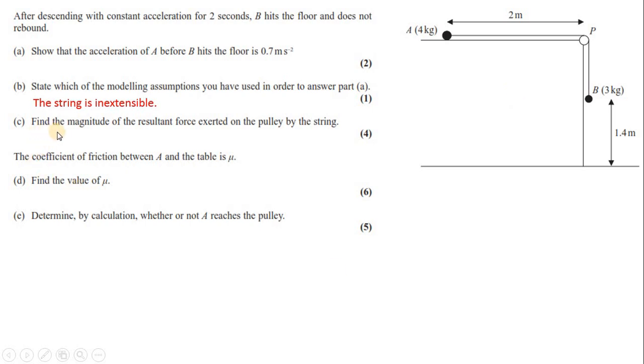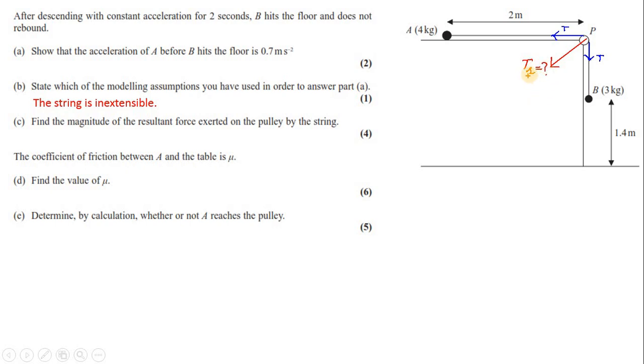Part C, find the magnitude of the resultant force exerted on the pulley by the string. If you see the situation, for the pulley we have two forces acting on it: a T acting down in this direction, and another T acting in this direction. The resultant of these two tensions would be diagonal, exactly, because the T's are the same, so it will act in between these two. This is the resultant force TR that we need to figure out.